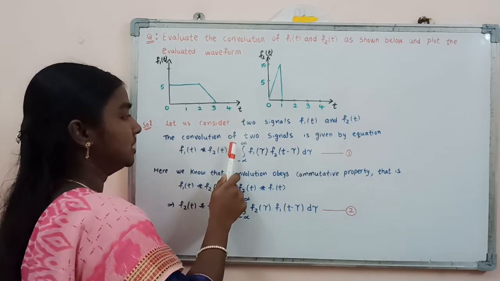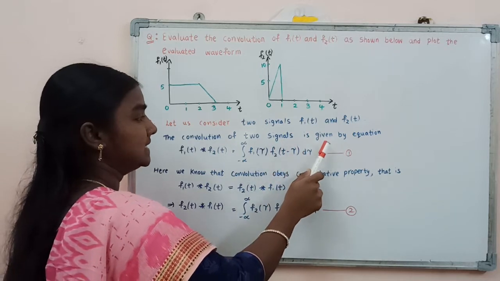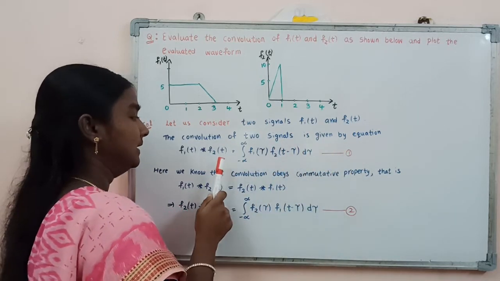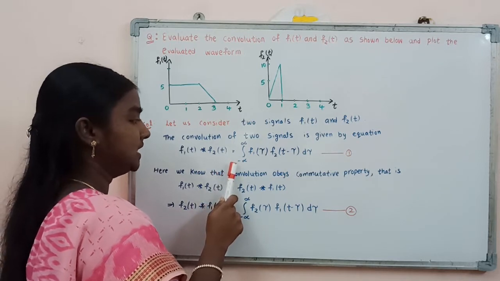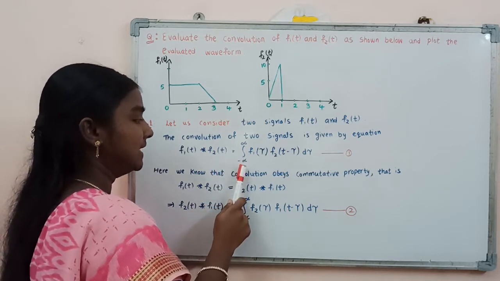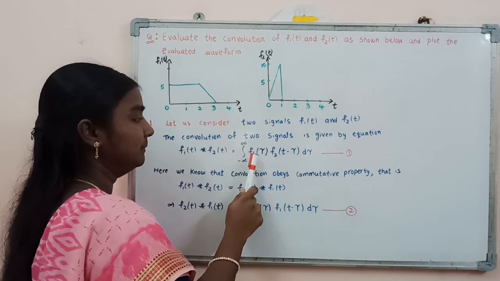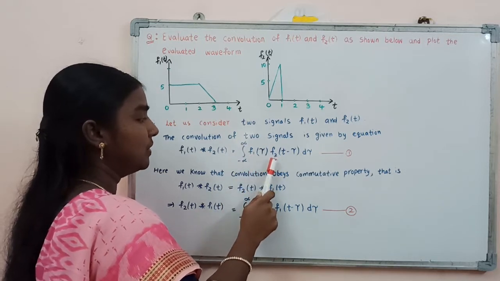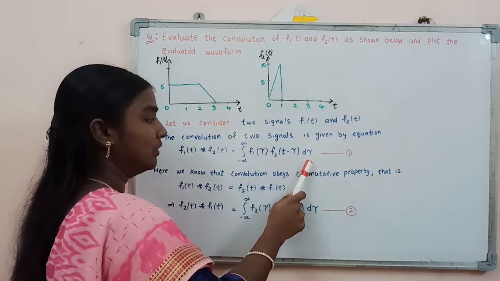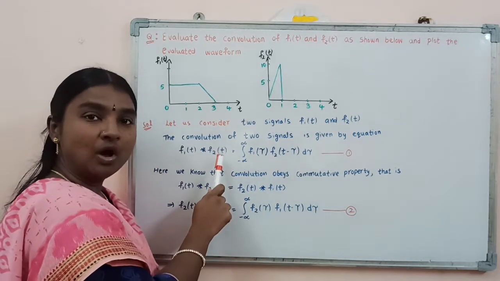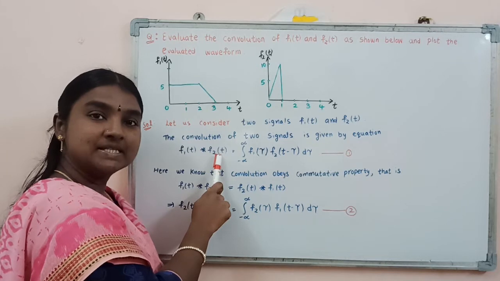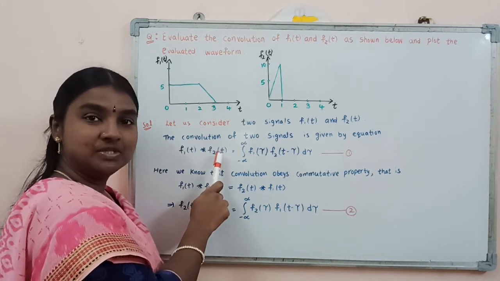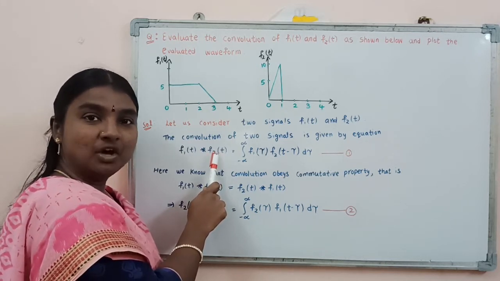The convolution of two signals is given by the equation: f1 of t convolution f2 of t is equal to the integration from minus infinity to plus infinity of f1 of tau f2 of t minus tau d tau. This is the principle we already know, using the continuous time domain signals x of t and h of t. By using that principle, we solve some problems.